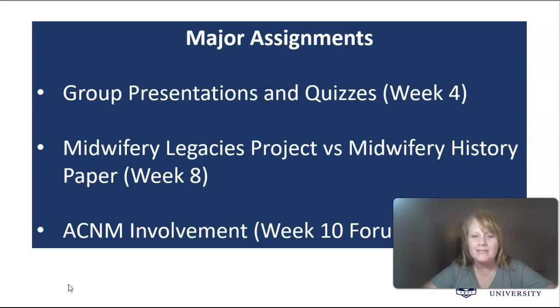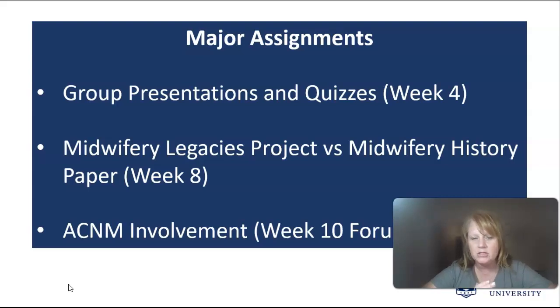The Midwifery Legacies Project, or the Midwifery History Paper. The history paper is basically like a book report. You're going to read one of the optional books. So if you want to get a jump on that too, you can. There's a list of biographies on different midwives. And then there's some criteria listed in the module associated with that in week 8 that tells you what is required.